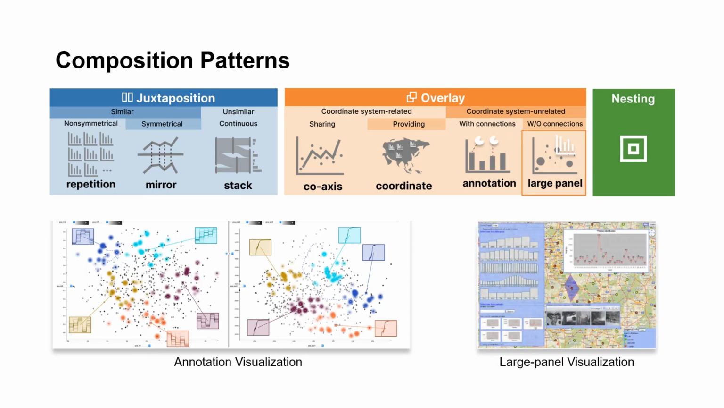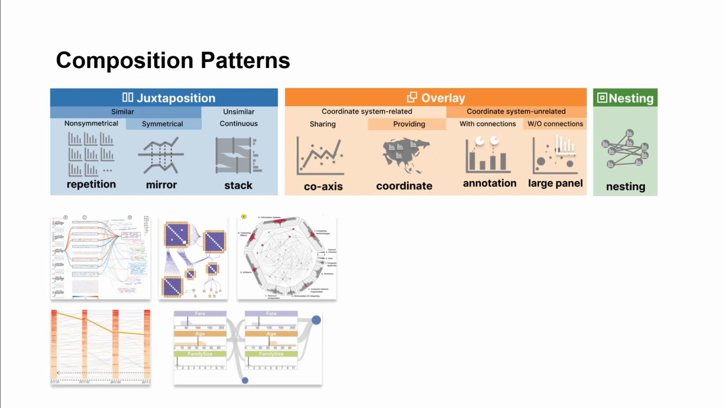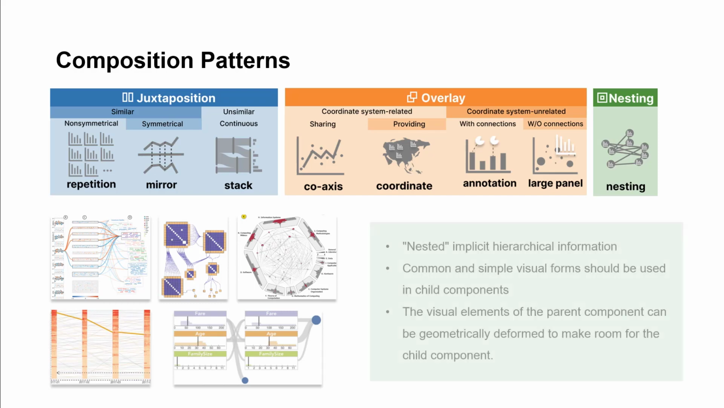The large panel pattern refers to placing the child component directly on the parent component, and there is no visual connection between the two. Nested pattern means that some visual elements of the parent component are used as the canvas of the child components, and the child components are embedded into the visual elements of the parent component. As shown in the figure, the nodes of some node link diagrams can be expanded to place additional visual elements, such as heat maps, matrices, and bar charts.